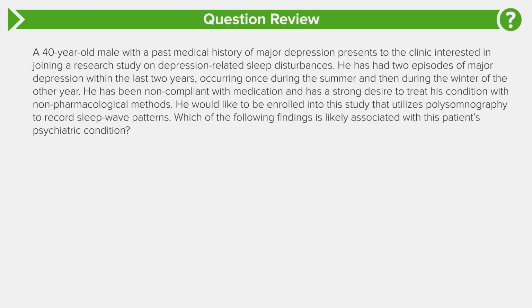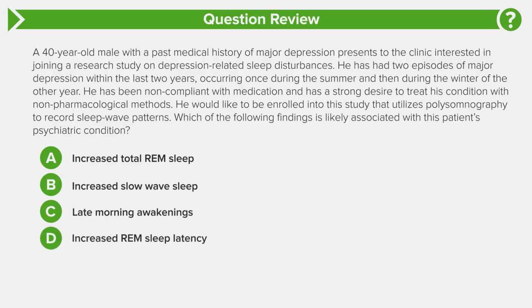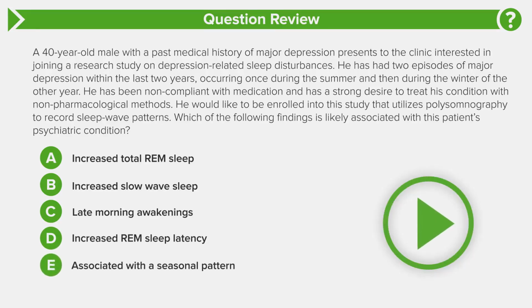Which of the following findings is likely associated with this patient's psychiatric condition? Answer choice A, increased total REM sleep. B, increased slow wave sleep. C, late morning awakenings. D, increased REM sleep latency. And E, associated with a seasonal pattern. Take a moment to come to your own conclusion.